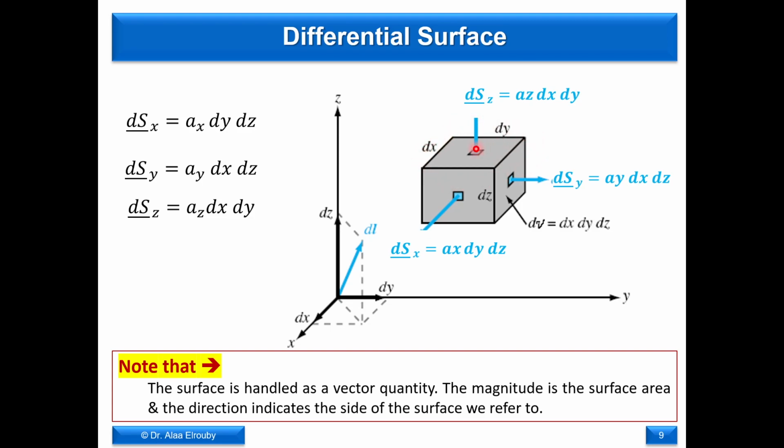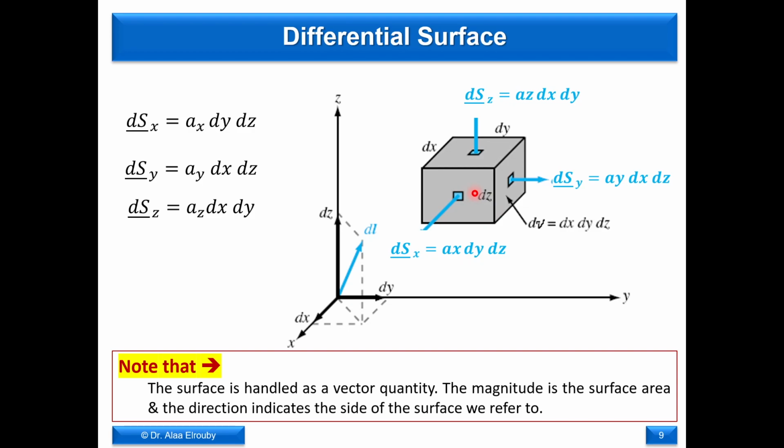The expression for this differential surface is in the az direction. Why? Because it's going out of the surface. It will be in the az direction. The area, the magnitude, is dx multiplied by dy. If we are talking about the bottom surface of this differential cube, it would be the same magnitude dx dy, but the direction is in the negative az.